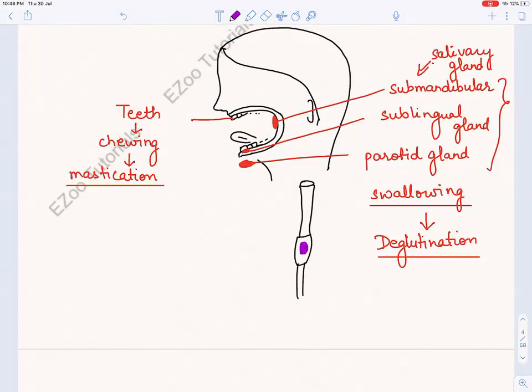What is this? This is that rounded ball-like structure known as bolus. And what is this type of movement that I am showing? This is peristalsis movement. Okay, peristalsis movement. Just for your information, what is peristalsis?